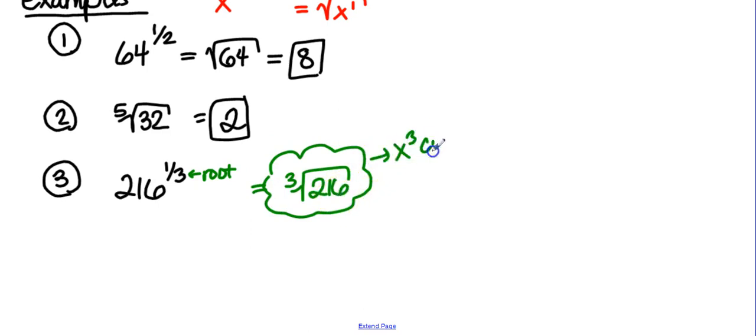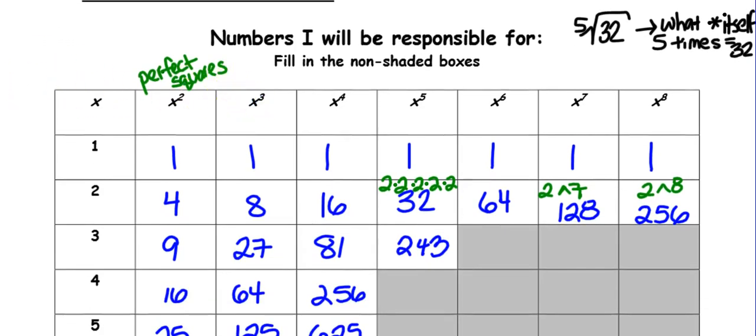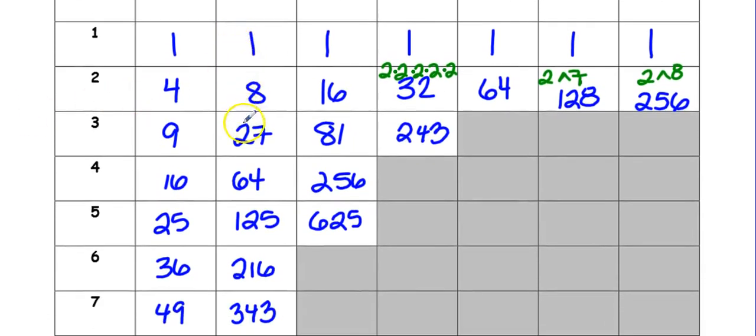x to the third column and look for 216. So let's do that. Let's go to our chart. We're going to go to the x to the third column and see if we can find 216. And I'm looking and looking, and there's 216. I look across, my answer is 6.